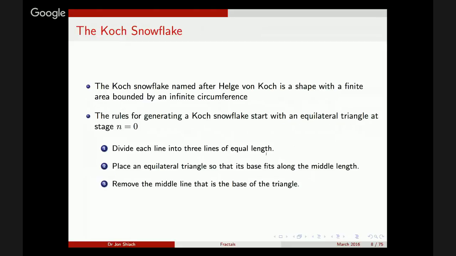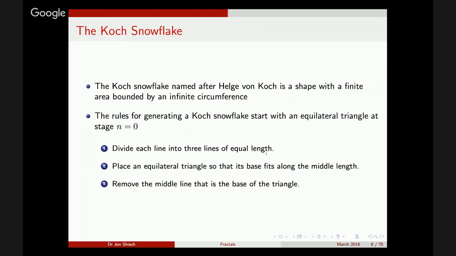A slightly more interesting one is called the Koch snowflake. I'm glad I didn't get any stickers there. This is interesting because it's a shape with a finite area bounded by an infinite circumference. The rules are, you start with an equilateral triangle, so that's what you start with at stage 0. You place an equilateral triangle so its base fits along the middle third of each edge.